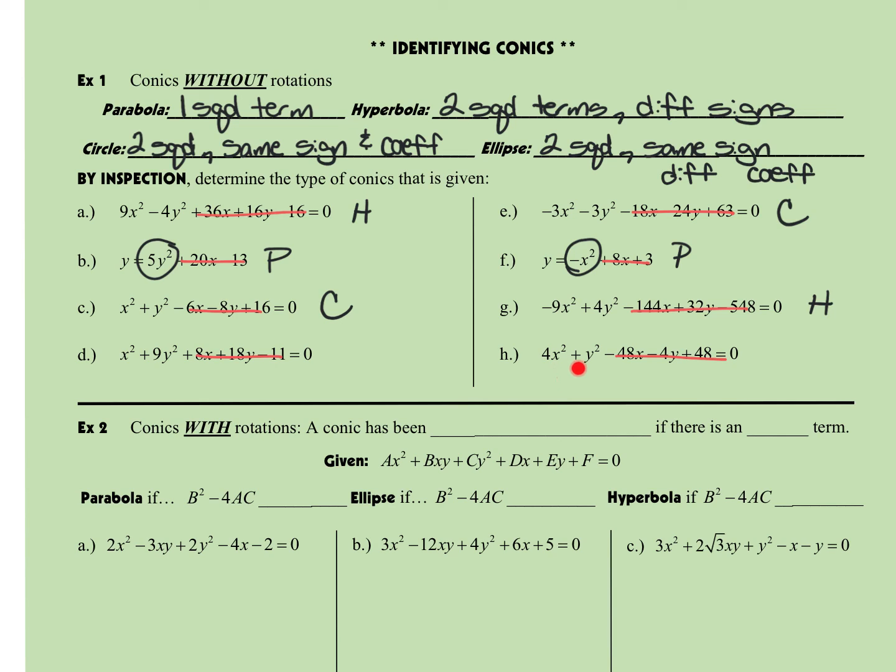Down here, we've got a plus and a plus, but their coefficients are different. So that means that whatever is left should be an ellipse. It should have two squared terms, their signs should be the same, and their coefficients should be different. And sure enough, that's exactly what we see here and exactly what we see here. So these could both be labeled as ellipses. So this is what we would do to identify conics just based on inspection, without having to complete the square or do any additional work.